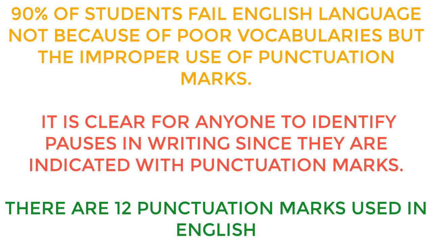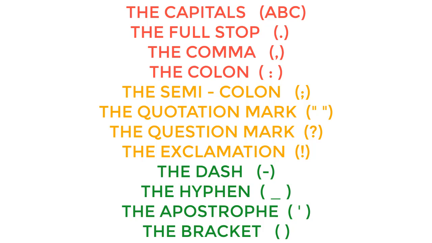Do you know the number of punctuation marks used in English language? Write them down. Did you get 12? If you did, great job. The 12 punctuation marks used in English are the capitals, the full stop, the comma, the semicolon, the quotation mark, the question mark, the exclamation mark, the dash, the hyphen, the apostrophe, and the bracket.